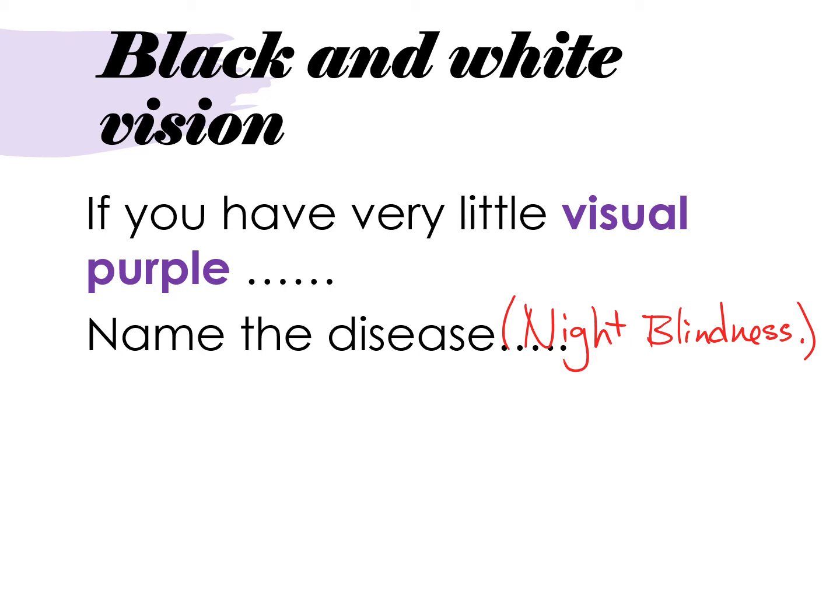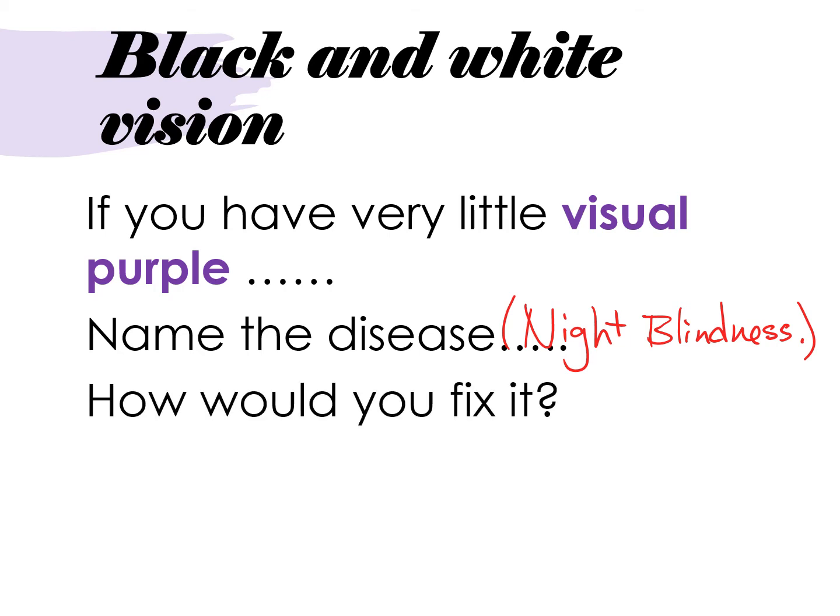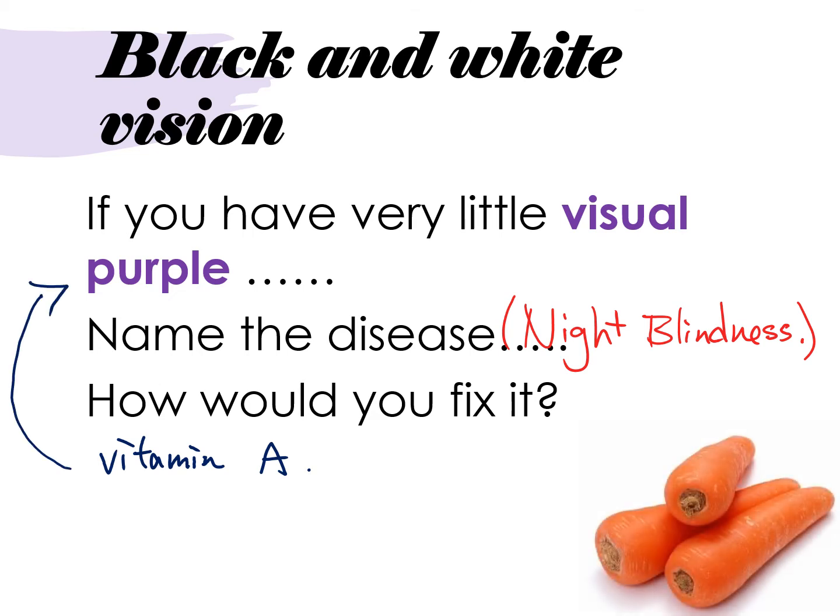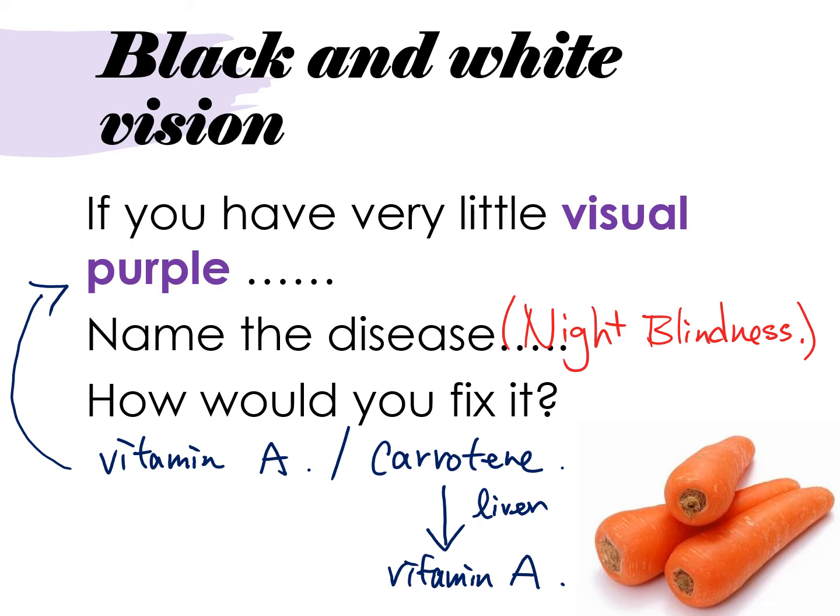So how do you fix it? How do you stop from having such a disease? You can try to eat more vitamin A, which is good for your eyes and good for forming the visual purple, or you can eat more carotene, from carrots, 胡蘿蔔素, which will be converted in the liver to vitamin A. It also helps in making more visual purple for black and white vision in the rod cells.